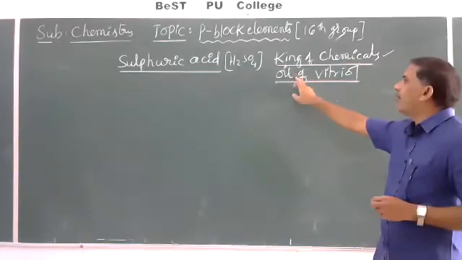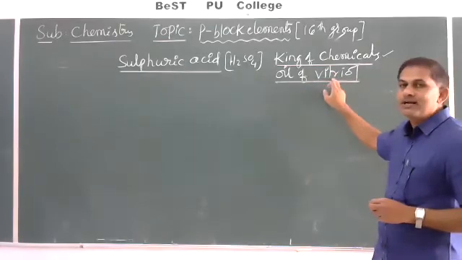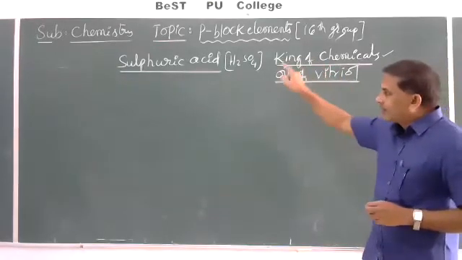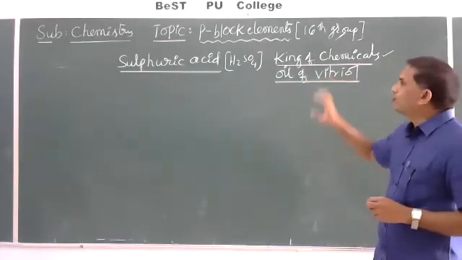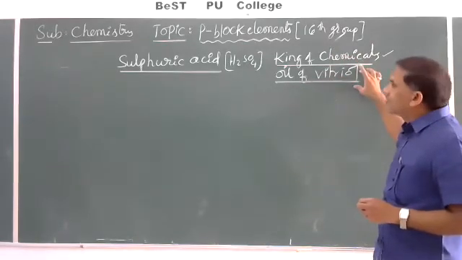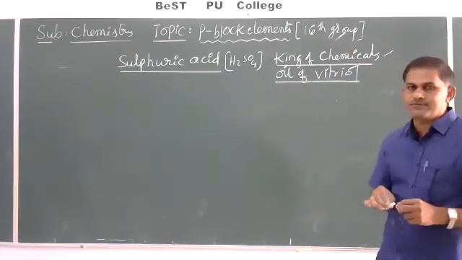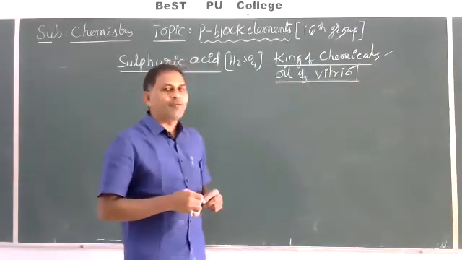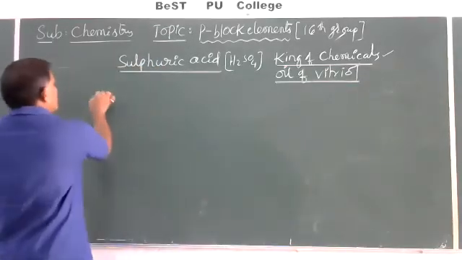It is also called oil of vitriol. Why is it called oil of vitriol? Because it is prepared by using minerals of some metallic sulfates. So sulfuric acid, king of chemicals, and oil of vitriol, due to its wide applications and because it is prepared by using some mineral sulfates. That's why this sulfuric acid is called a king of chemicals and oil of vitriol. Here in sulfuric acid, one of the most important questions is manufacture of sulfuric acid by contact process. Very, very important. I'll explain, listen here.